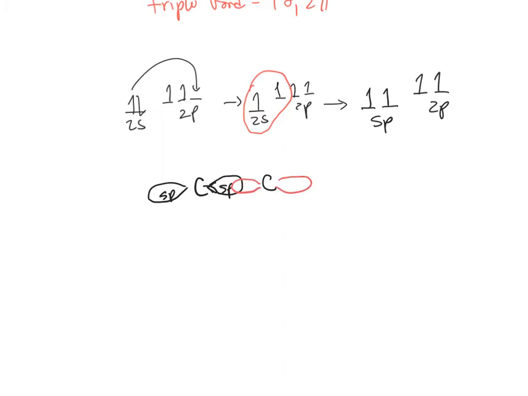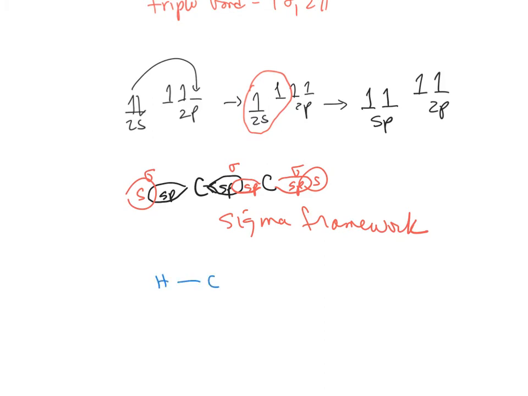And on overlap, to make a sigma bond, then you get the hydrogens, sigma and sigma. So that's the sigma framework. Now you want to do the pi on top of all of that. So that's the sigma framework. All right, this one's interesting.